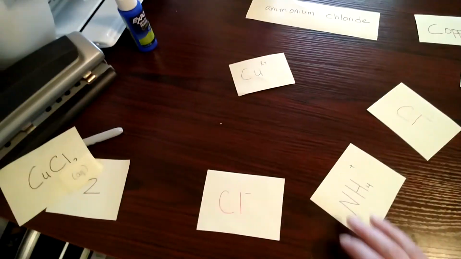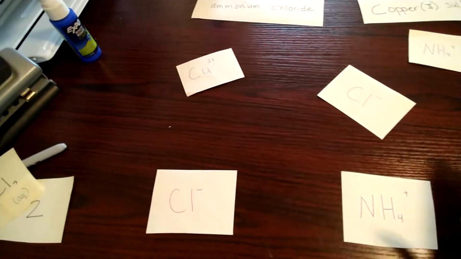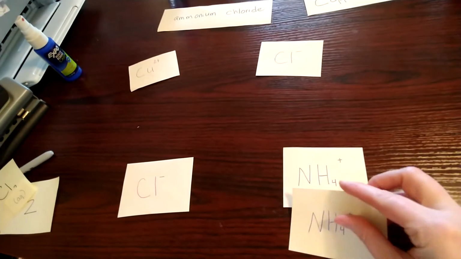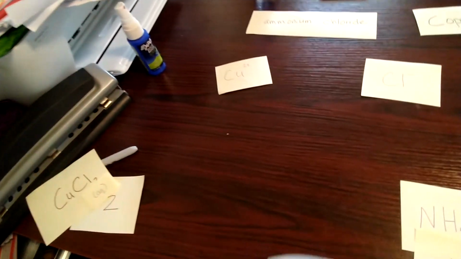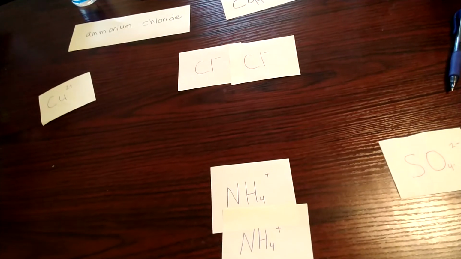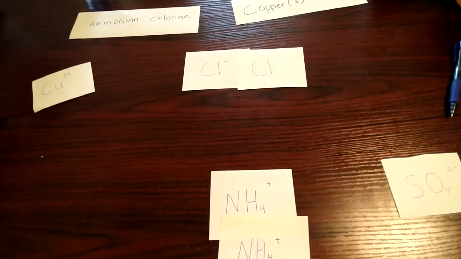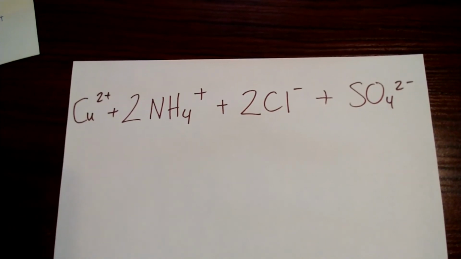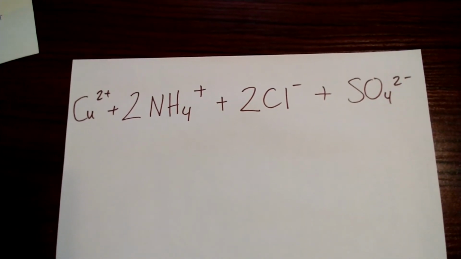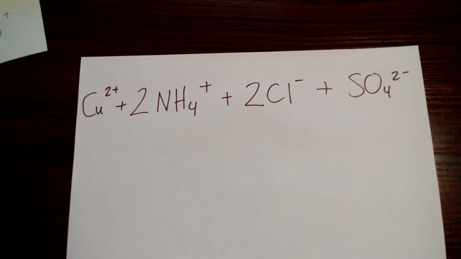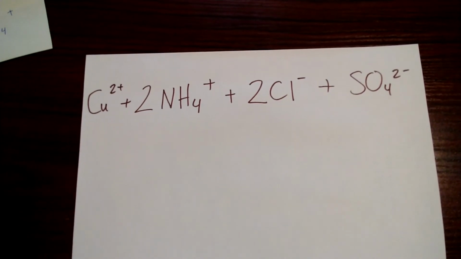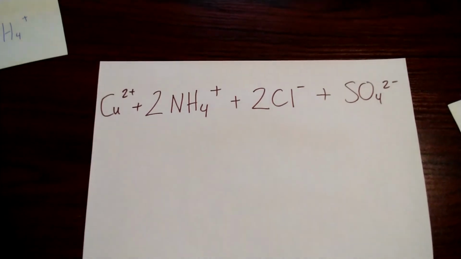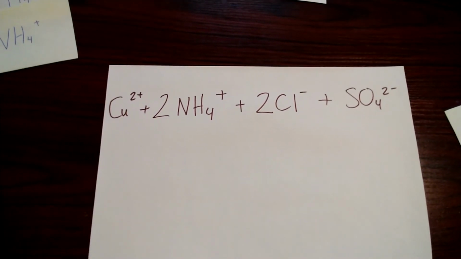Okay, so in a chemical formula, we would write these just by putting plus signs in between every single piece. And then you'll notice we have 2 NH4s still, and we have 2 Cl minuses. So we would write that like this. Okay, so we have 1 copper, 2 ammonium, 2 chloride, and 1 sulfate. You'll notice that those numbers are the same as what I started with in my complete balanced reaction. That should be true for all of the ionic equations.